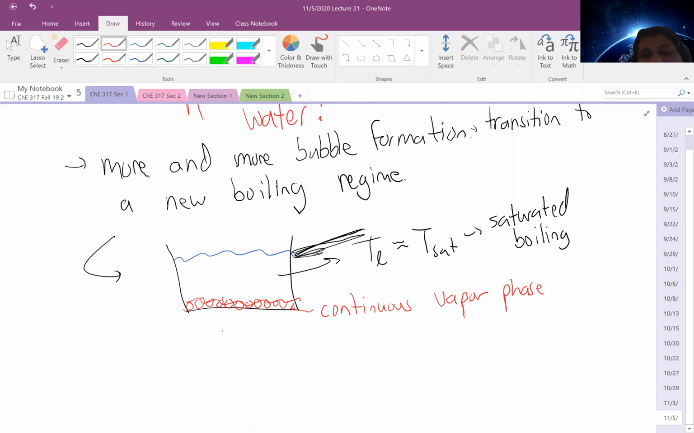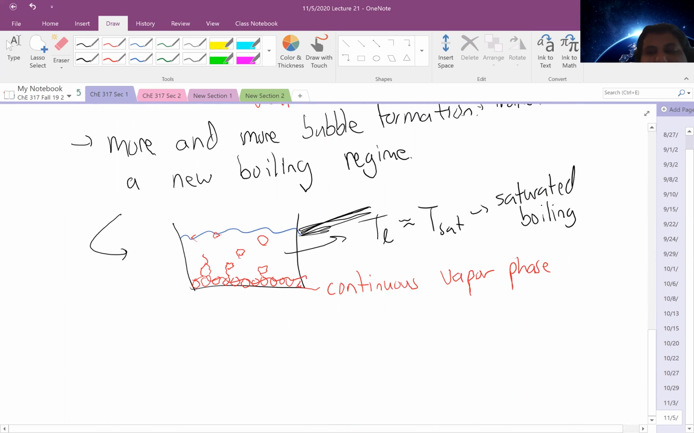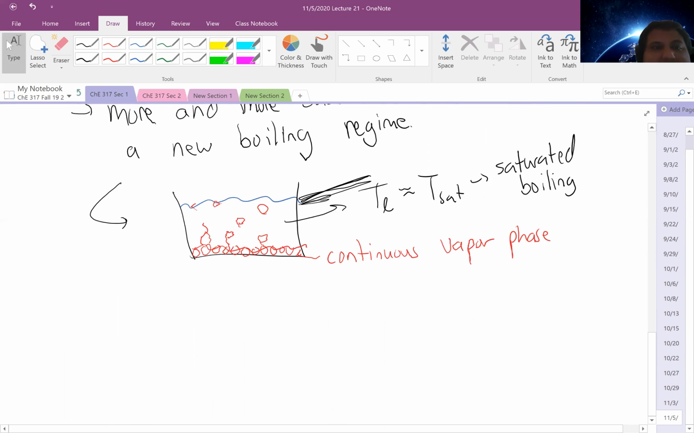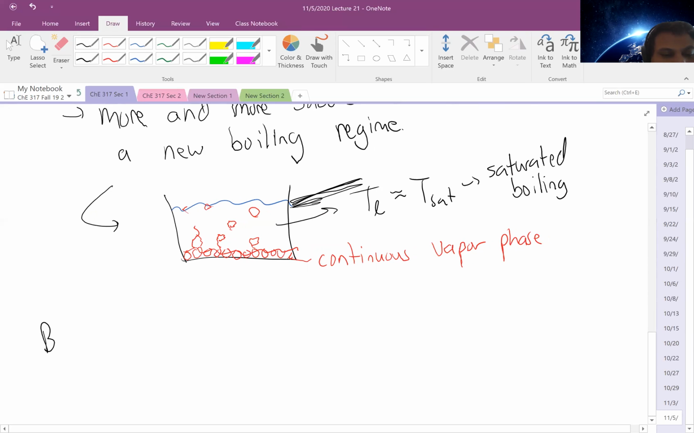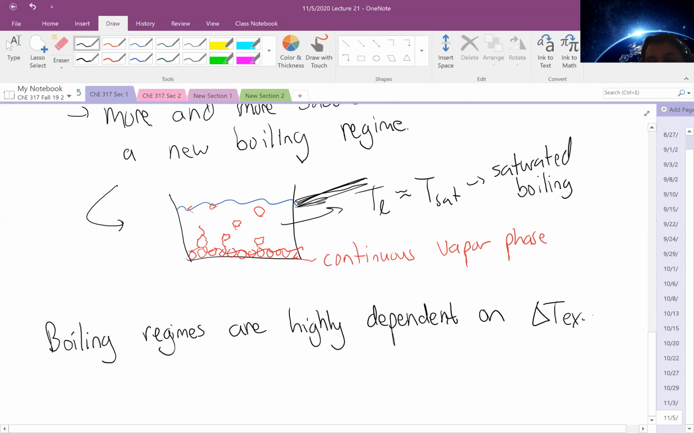Where the heat transfer is going to be happening now from the solid or heating element to the vapor, from the vapor to the liquid. And we're going to have essentially bubbles break off of this vapor phase and escape. And so this phenomenon that we see corresponds to each of the boiling regimes that exist within a given boiling system. And these boiling regimes are highly dependent on our delta T excess. Or excuse me, our delta T excess.